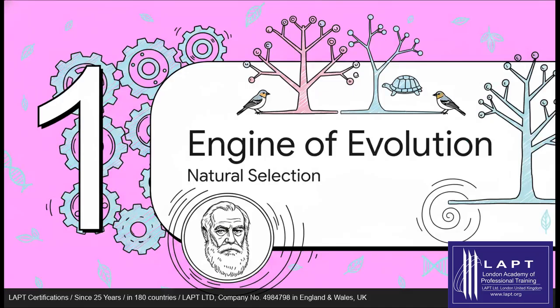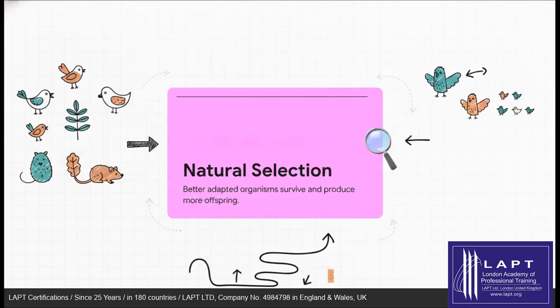Okay, let's dive into this with Section 1, the engine of evolution. So, Charles Darwin introduced the foundational concept of natural selection. This is the mechanism where organisms that are better adapted to their environment simply tend to survive longer and produce more offspring. And here's a fun fact. Darwin didn't actually use that famous phrase, survival of the fittest, until his 5th edition.